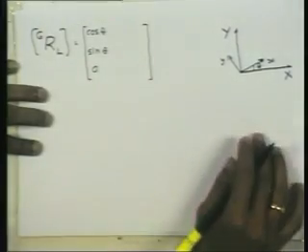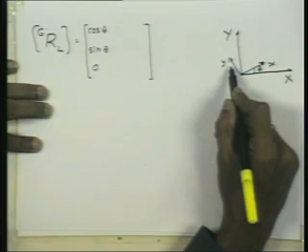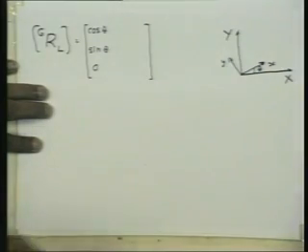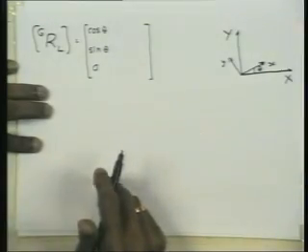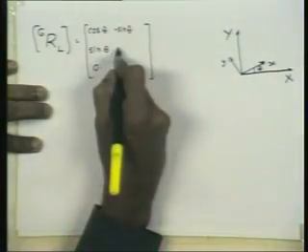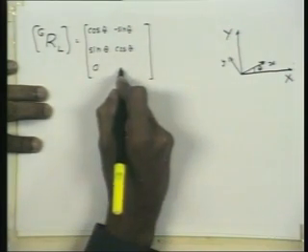Similarly, the unit vector along y, what are its components in the global reference frame? Minus sin theta, then cos theta, 0.